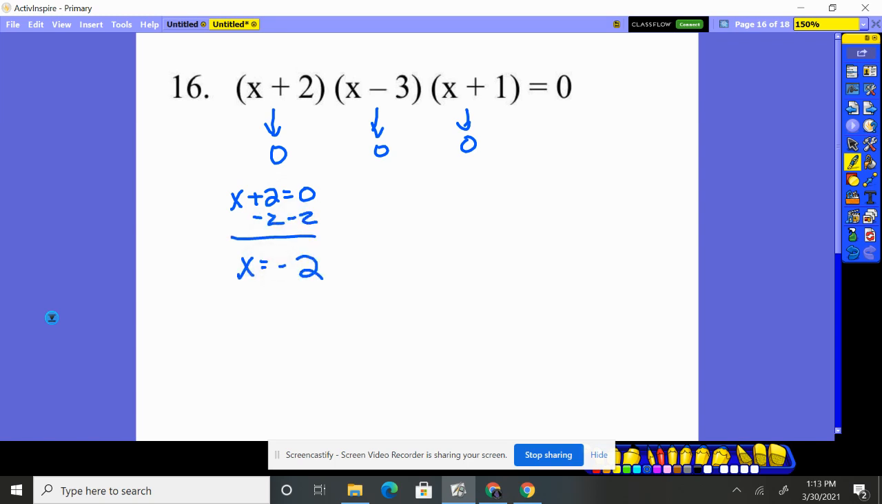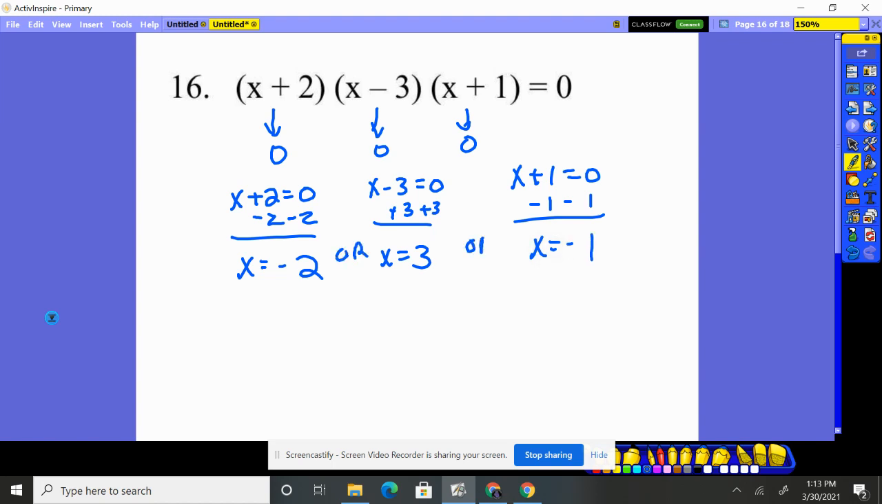Negative 2 is an option. Take the x minus 3, set it equal to 0. Then move the 3 over. 3 is a possibility. And finally, the x plus 1, set it equal to 0. Negative 1. So it's either that, or this one, or this one.